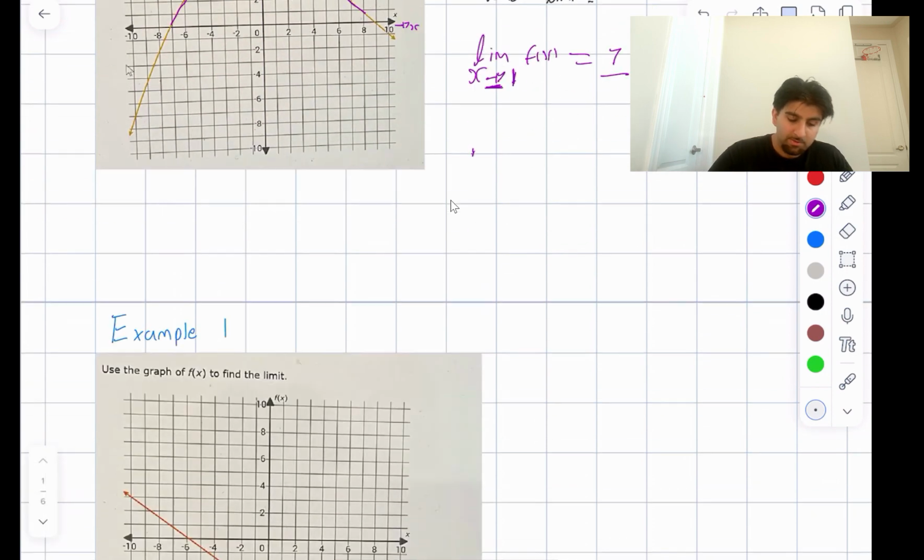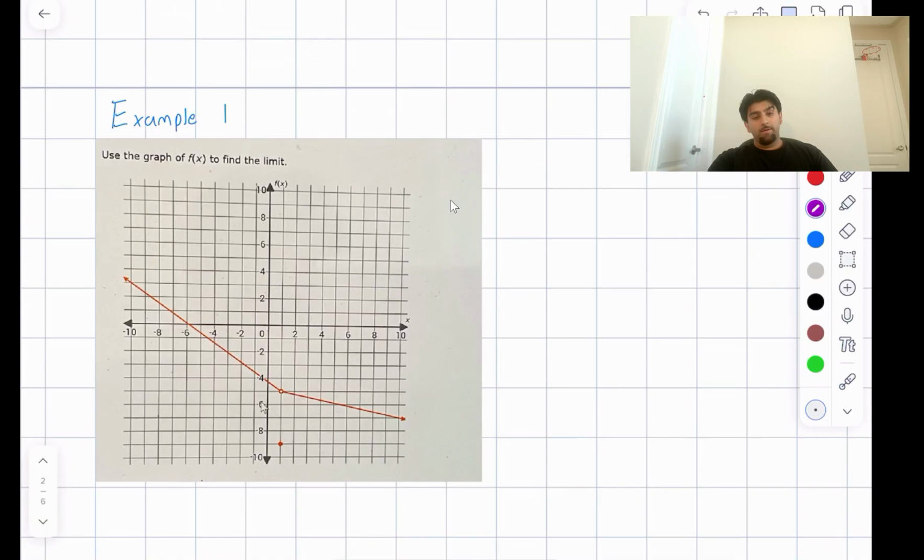Okay, so this is the first example. It's a fairly simple example. If you would like, pause the video now and try this example on your own, and then replay it when you want to see the solution.